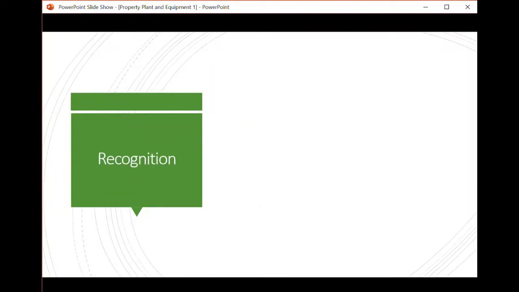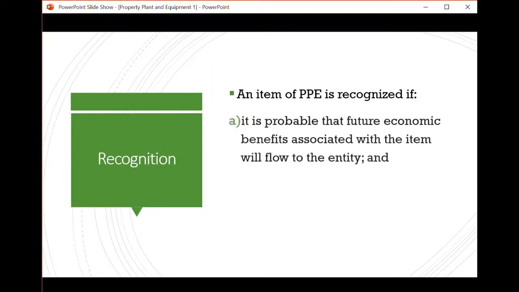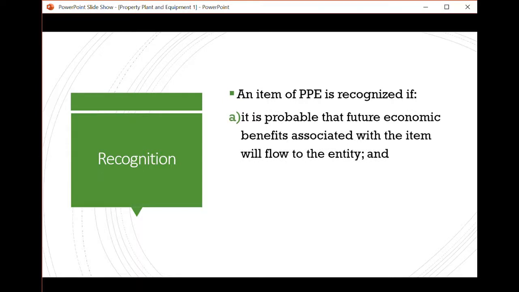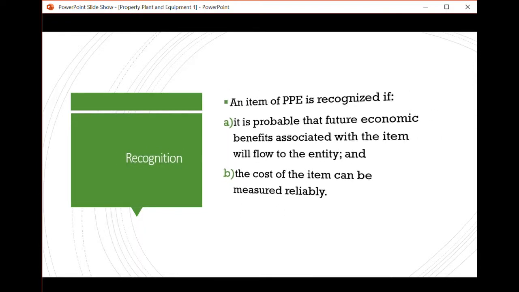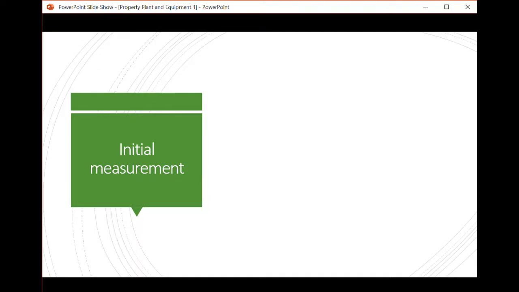So to recognize the PPE, of course, we have the basic requirement, which is common to all types of asset, that there should be probable future economic benefits that will flow into the entity, and of course, the cost must be measured reliably. So upon the initial acquisition or initial recognition, we need to measure our asset. So of course, it needs to be measured reliably. So how do we measure the asset? It will be initially measured at cost.